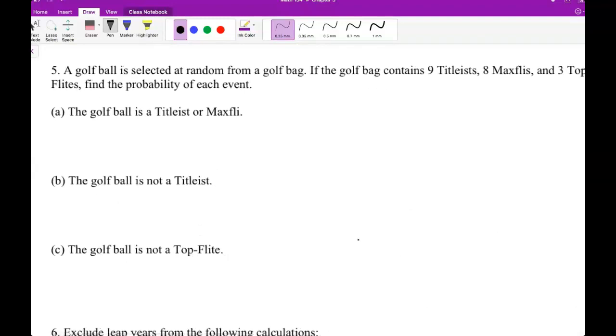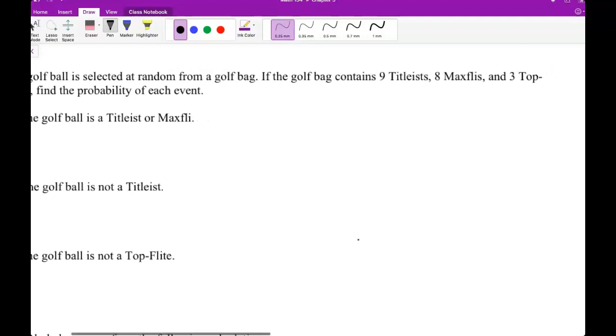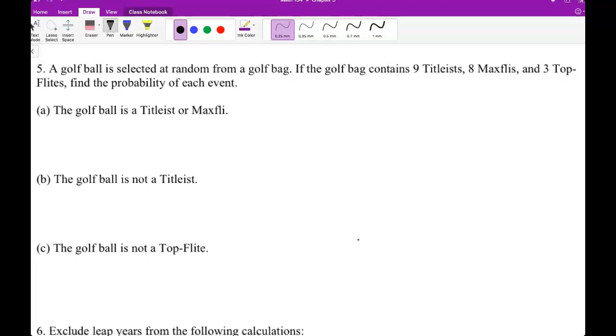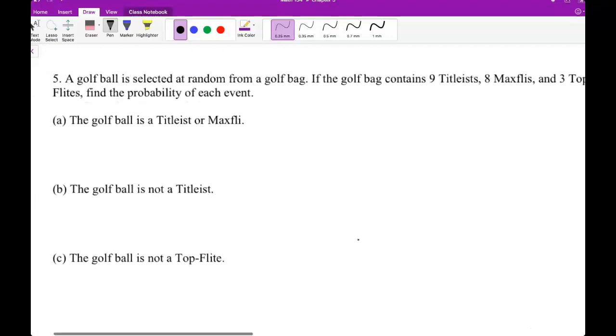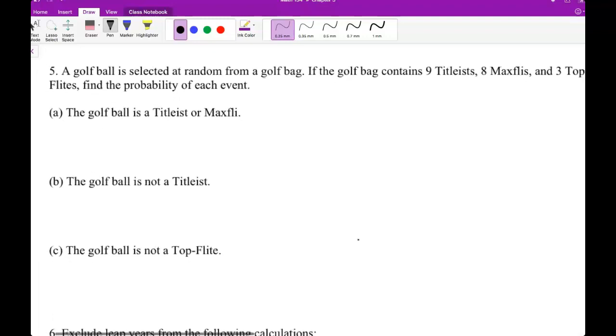Okay, number 5. A golf ball is selected at random from a golf bag. If the golf bag contains 9 Titleist, 8 max flights and 3 top flights, find the probability of each event. Here again, in the first part, we have these 2 events and it's or. I'm using T for this part, M for that part. Probability of T or M. It's easy to write that way.